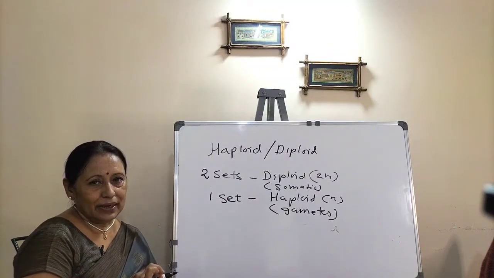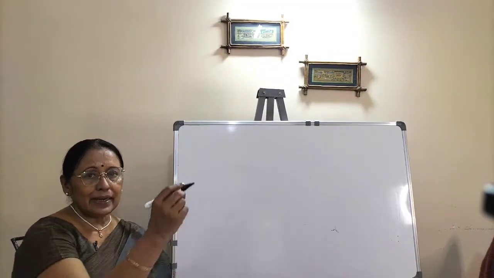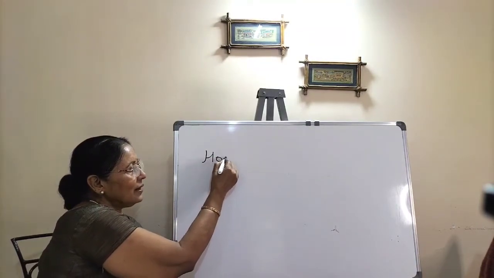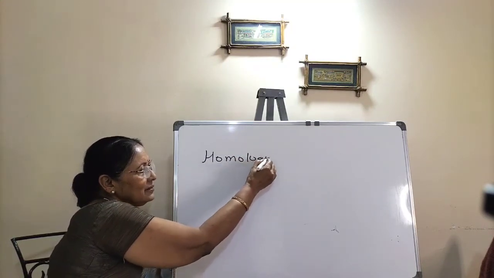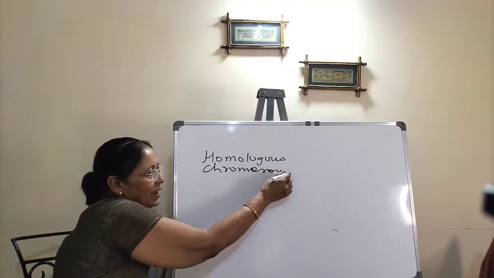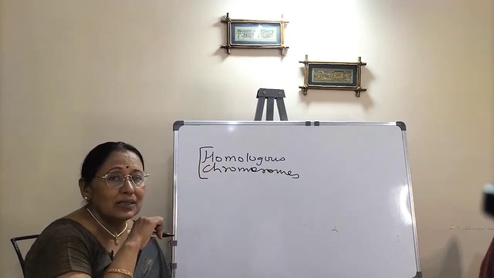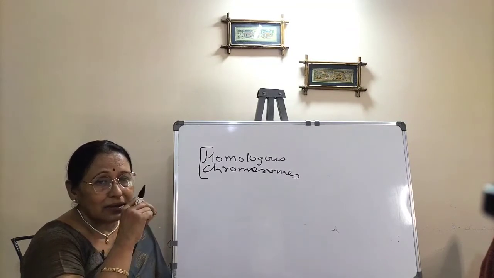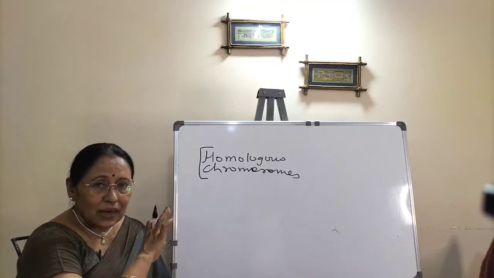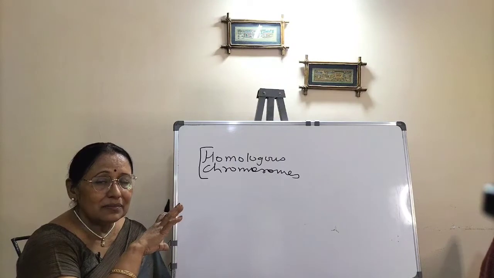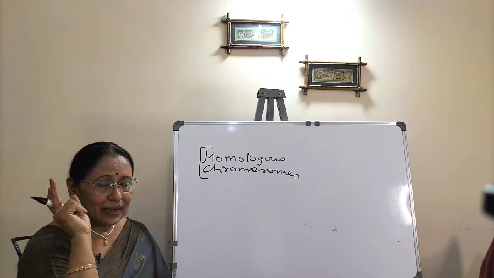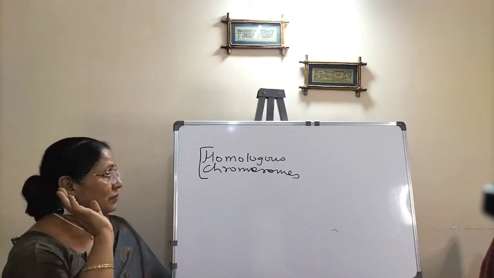Haploid and diploid. Clear? Next, what are homologous chromosomes? Without having a clear concept of homologous chromosomes, you cannot take a step ahead in genetics. What are homologous chromosomes? Just now I told you that in diploid organisms there are two sets of chromosomes, one inherited from father and another set inherited from mother.